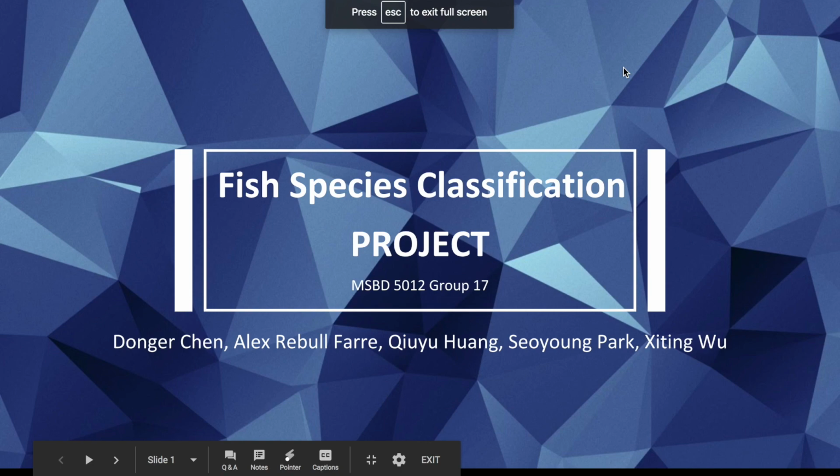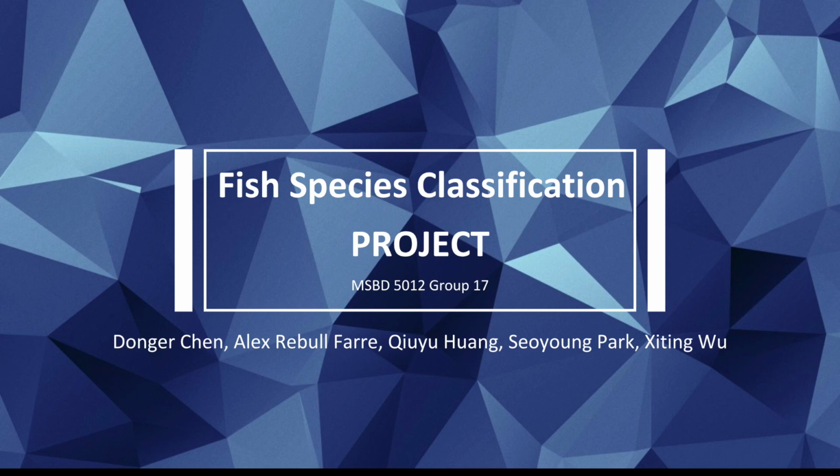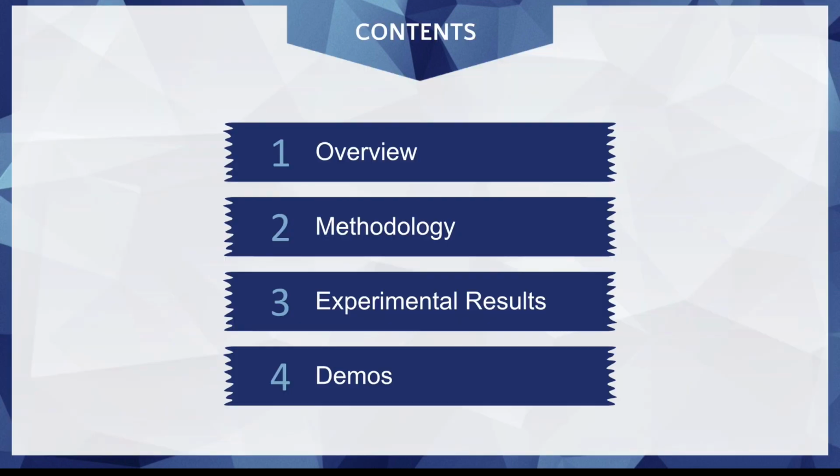So today's presentation is about our machine learning project for 5012 in Hong Kong USD. The objective of our project is image classification of fish species. The content of the presentation is divided into 4 steps.